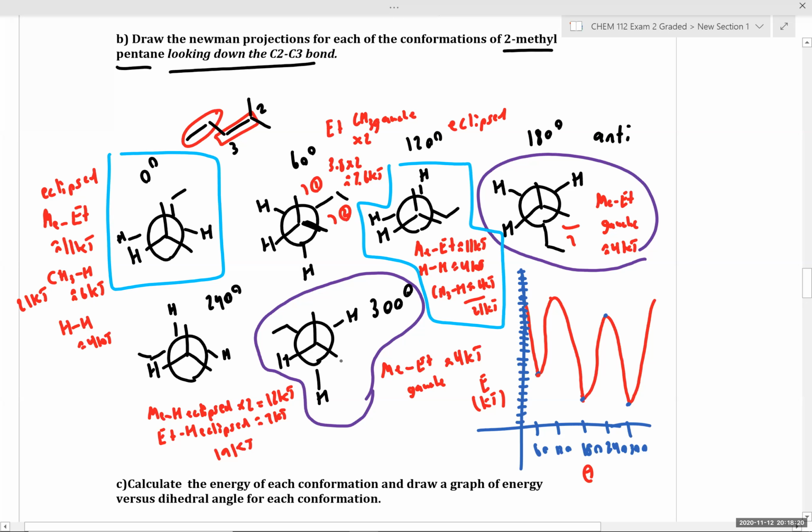Finally, one more rotation in our 300-degree structure. Again, we have our ethyl and methyl 180 degrees apart, anti to one another. And as a result, this is another low energy conformation because we only have one methyl-ethyl gauche interaction.